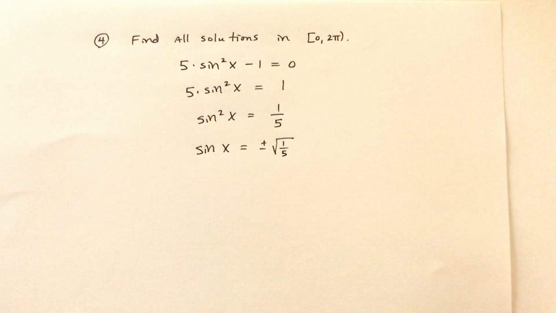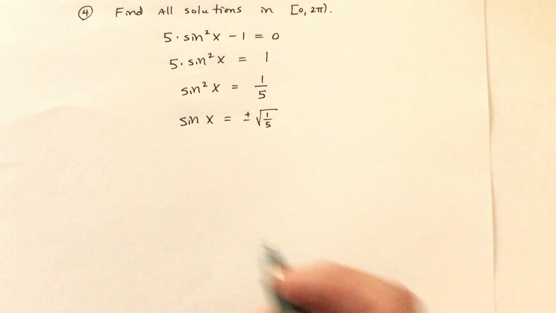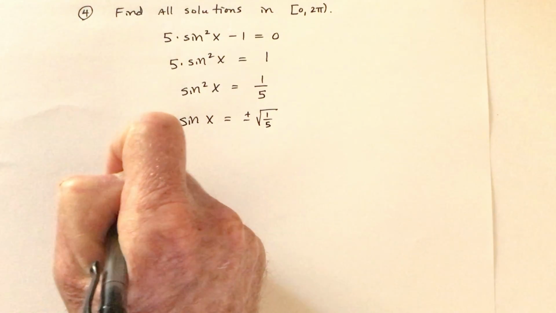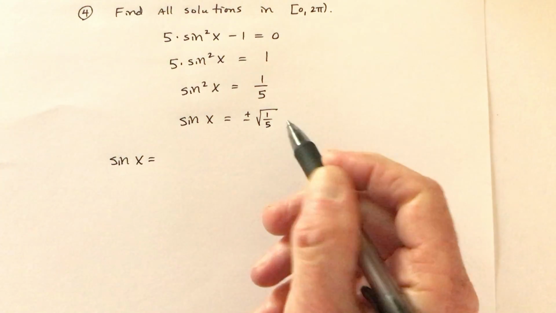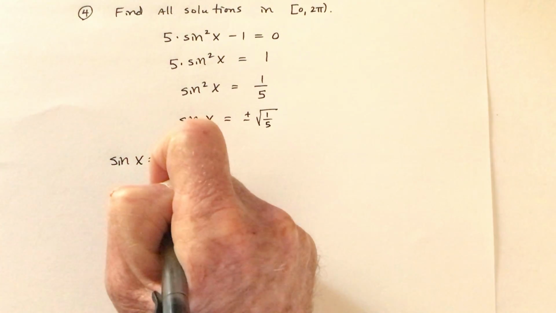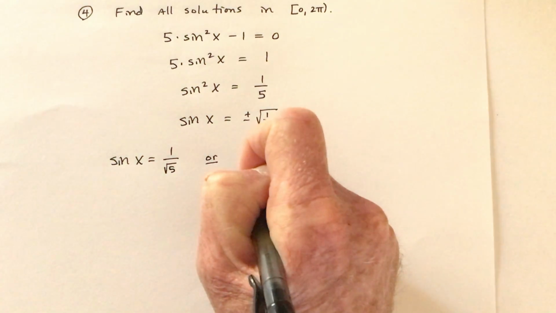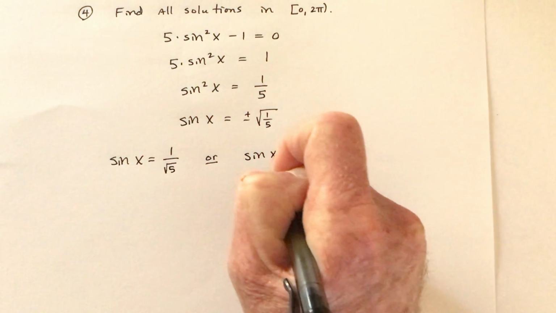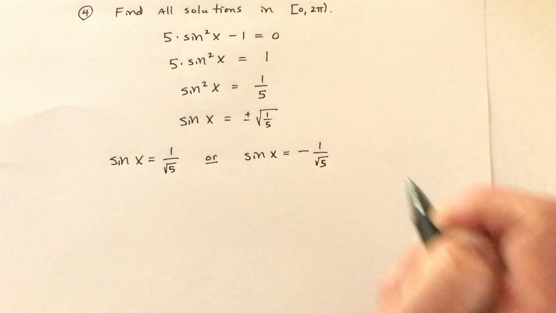Now, in the end, I'm going to actually find 4 answers. So 2 answers will come from when I put sine of x equal to the positive square root of 1/5. And since the square root of 1 is 1, I actually could rewrite it as 1 over the square root of 5. There's the other possibility where sine of x is equal to the negative 1 over square root of 5.